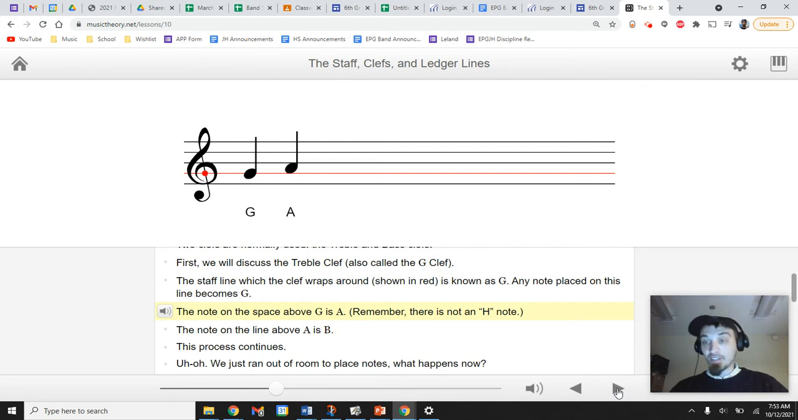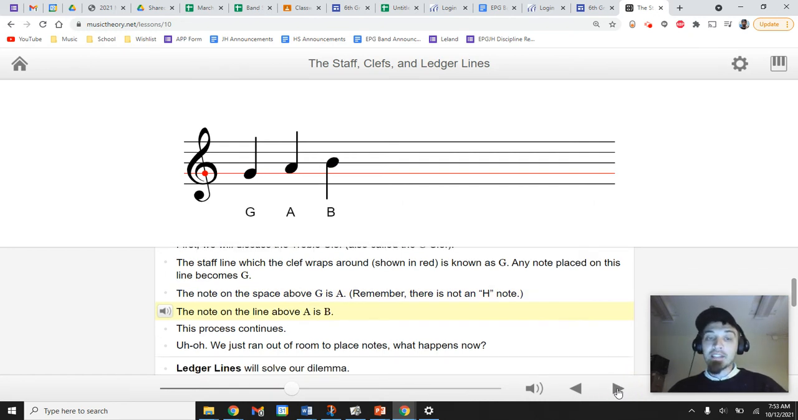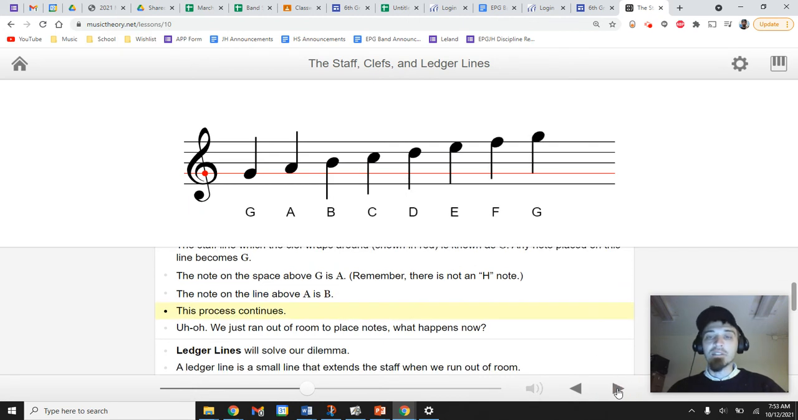Remember, there are no H's in the musical alphabet. It goes A, B, C, D, E, F, G, and then repeats: A, B, C, D, E, F, G, A, B, C, D, E, F, G, A, B, C, D, E, F, G. The note above that A is a B. And then the process continues all the way up until you get past the top.